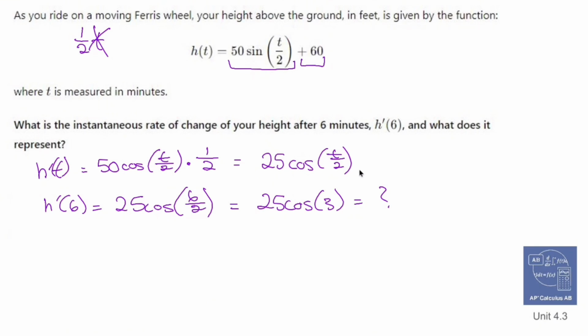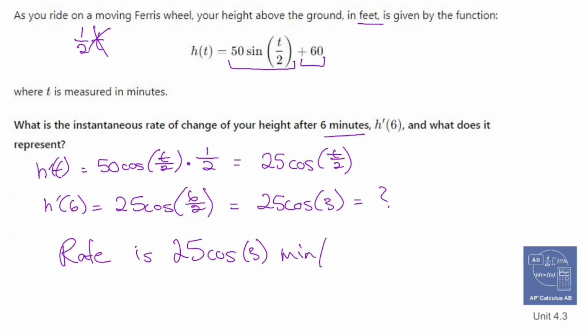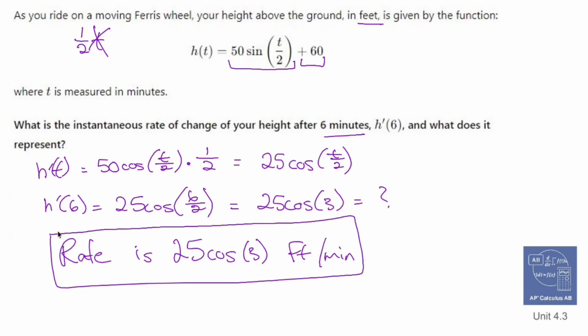But whatever that number is, what it represents is the fact that we are finding a rate at 6 minutes. Now, I have feet and I have minutes. My rate is going to be whatever 25 cos 3 is, minutes per, feet. I knew that was backwards. Feet per minute. So if I were to throw that in a calculator, that's what I would get. Okay? So when you take the derivative, you're finding a rate, and in this case, the rate is 25 cos 3 feet per minute, whatever 25 cos 3 feet per minute is.